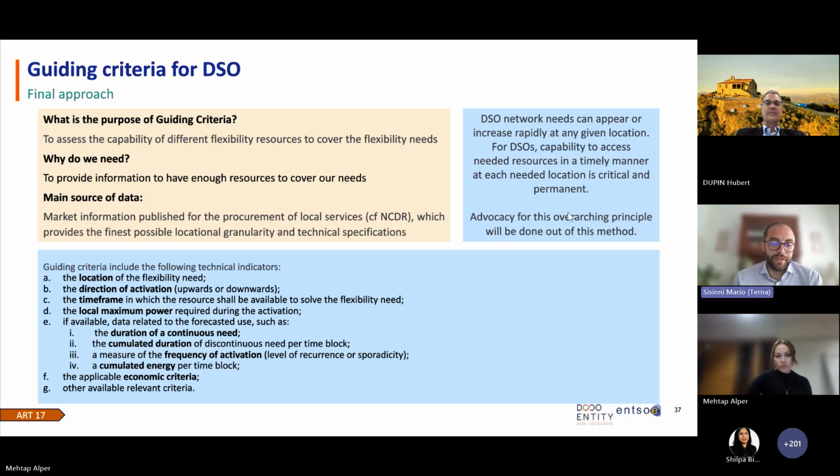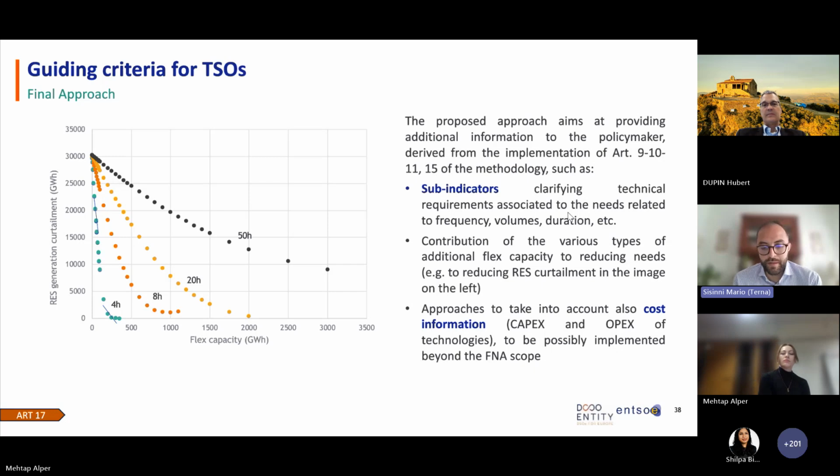And if you move to the TSOs, it's again a joint approach in this case, but the guiding criteria are basically providing additional information which might be used by policymakers to take a decision on technologies that can cover the needs. So we are quantifying the needs. We are not providing directly the technologies, but we want to be as actionable as possible and provide as much as possible very useful information to the policymakers.